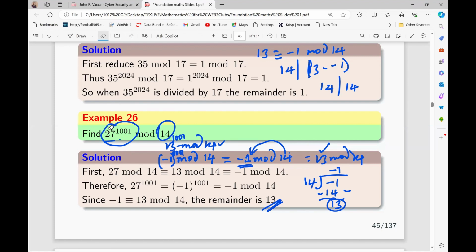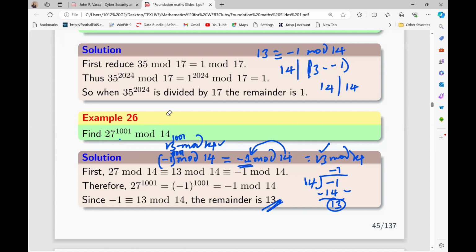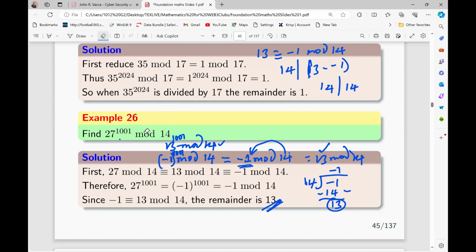So this question is asking us, although the word remainder is not here, but we know that whatever is before the word mod is supposed to be the remainder. So the question is telling us, what is the remainder when this 27 raised to 1001 is divided by 14. And this is what we've just done.